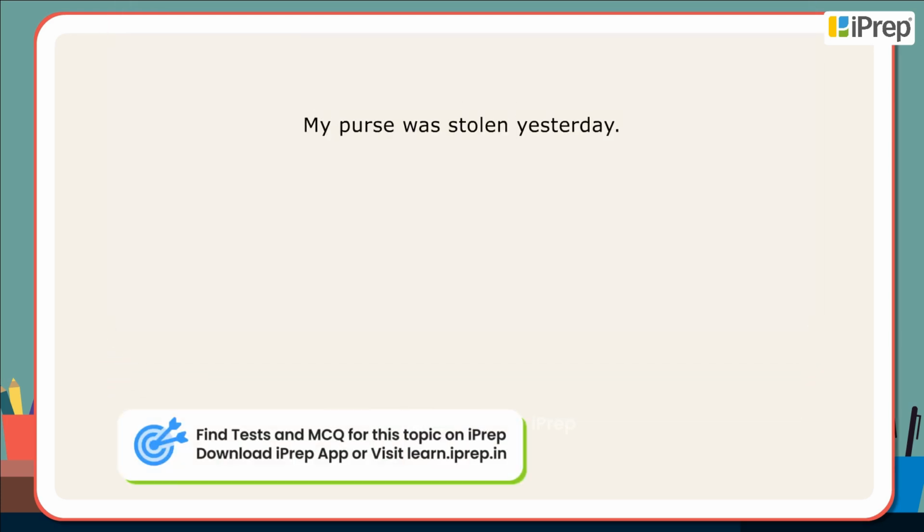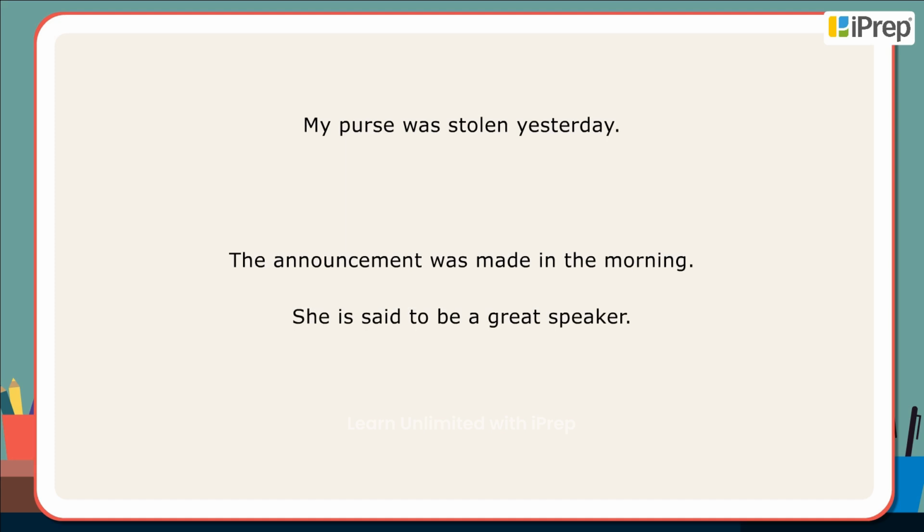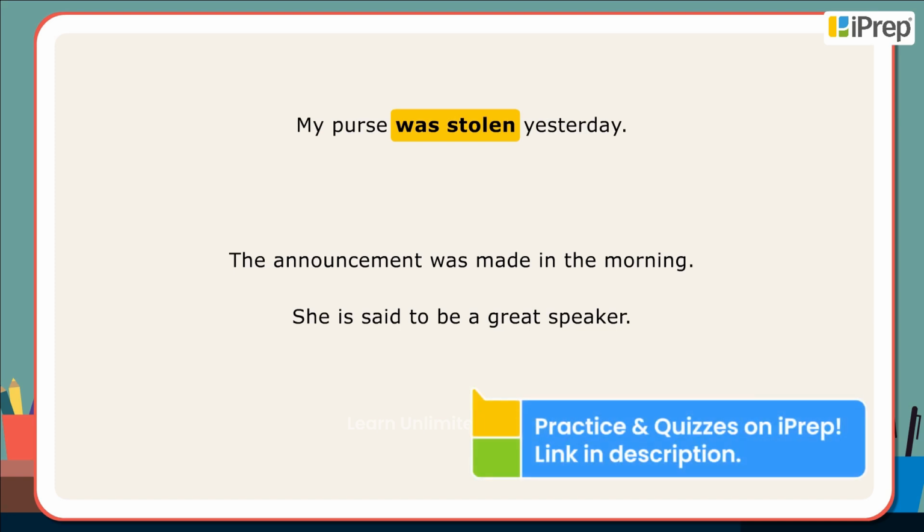My purse was stolen yesterday. The announcement was made in the morning. She is said to be a great speaker. In the first sentence, passive voice has been used. The action here is important while the doer of the action is not. The action is done to the subject. Was is used with past participle stolen to form passive voice.